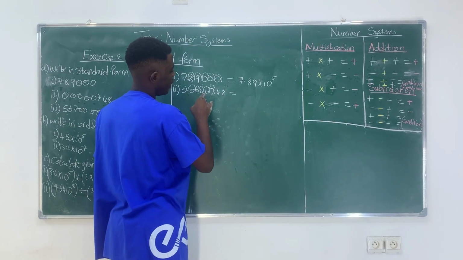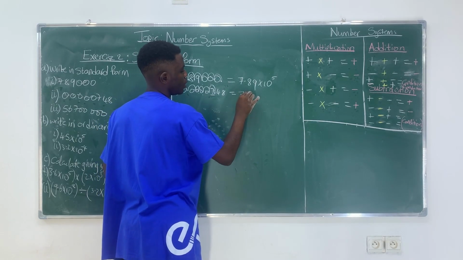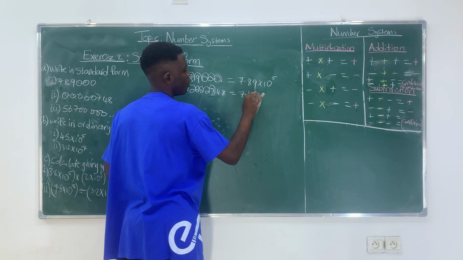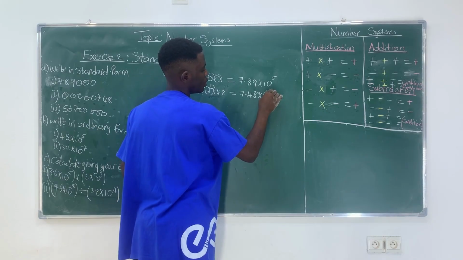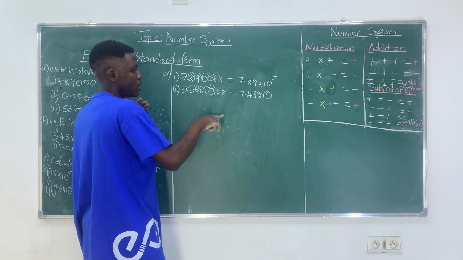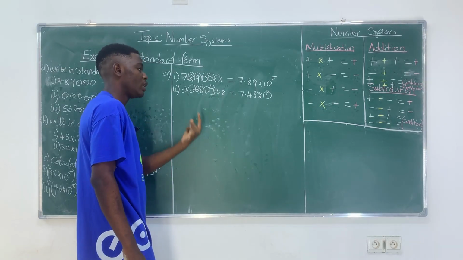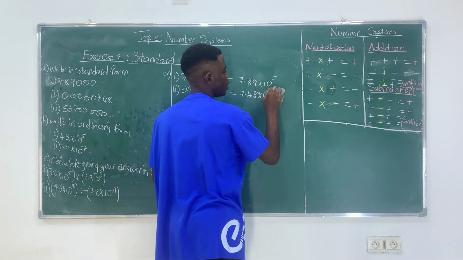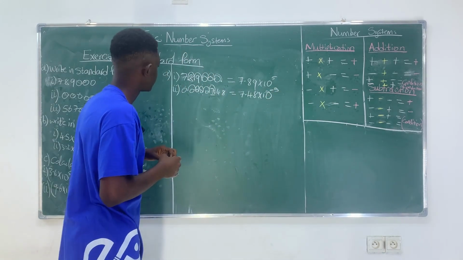So we have 7.48. To the right. So you put 10 to the power negative 5 because we shifted 5 times to the right this time around.